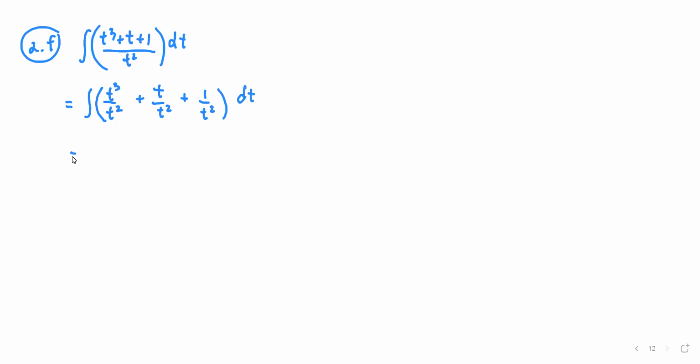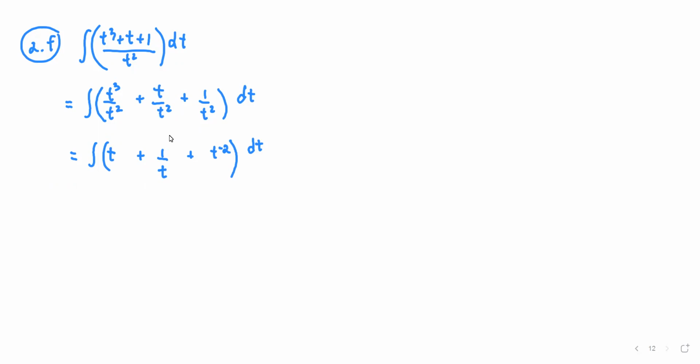Okay, and after that, simplify again before we jump in using any rule to find the antiderivative. T to the third over t squared is just t. T squared over t squared, sorry, t over t squared, is 1 over t, plus 1 over t squared. I'm going to write it as t to the negative second power. And why don't I write the second term as t to the negative first?